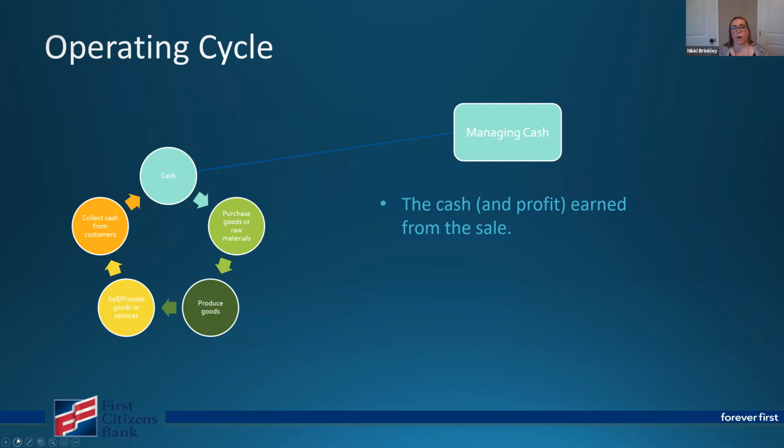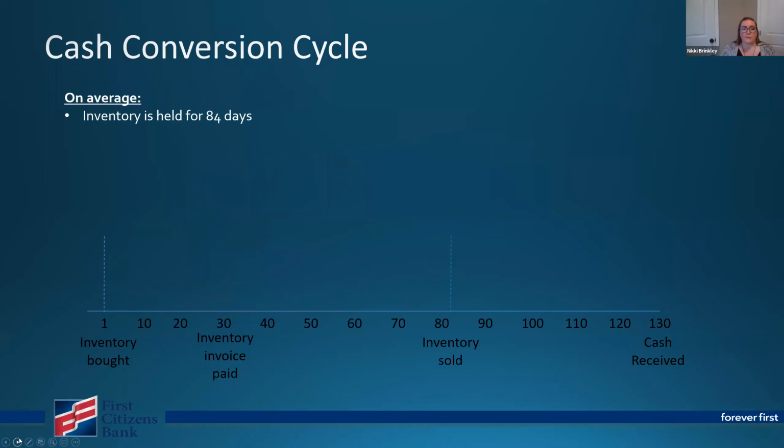Hopefully there's a profit earned from the sale. So we will move on to the next slide. And what we're going to talk about here is the cash conversion cycle. So the cash conversion cycle is, when do you buy the inventory to when do you actually get the cash in your bank account? So generally, on average, inventory is held for about 84 days.